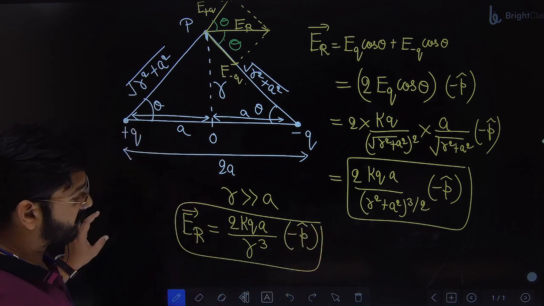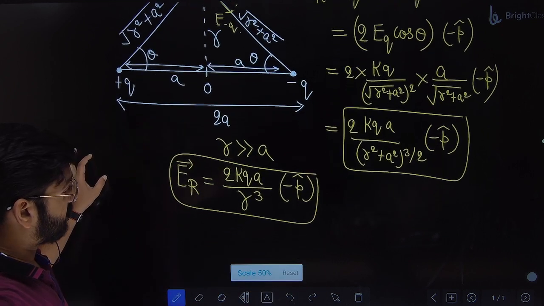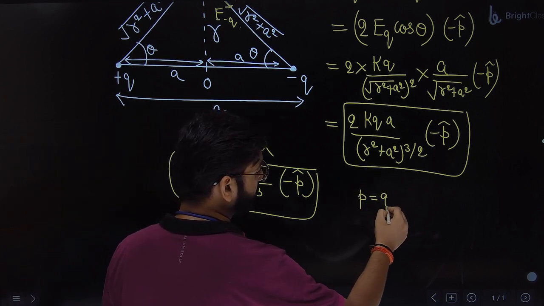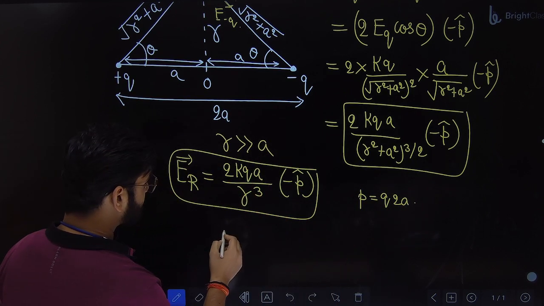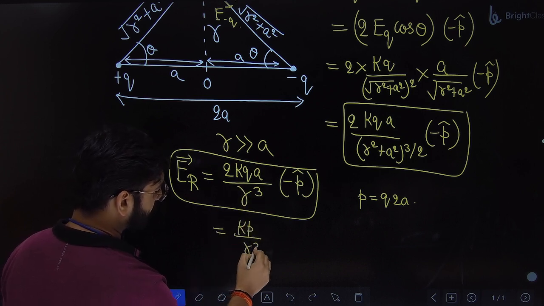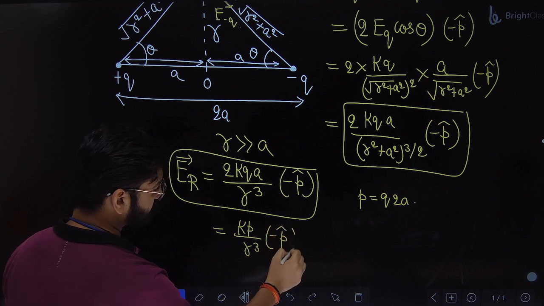Now just notice one thing. All of you check your notes. What is the formula for dipole moment? Q into 2A. So this becomes Kp by R cube, minus P.